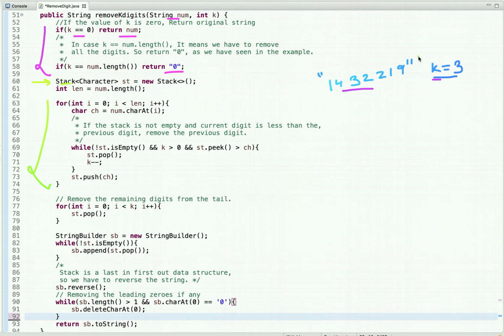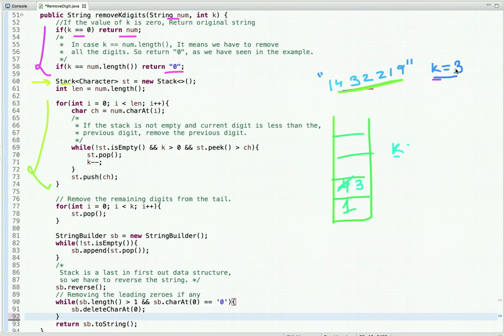Then I'm traversing this number string and taking one digit at a time. And here is the actual logic. So let's draw a stack. Initially when I declared the stack, it is empty. So simply push the first digit in this stack. Now the next digit is 4, which is greater than the previous digit, so simply push it in the stack. And now the next digit is smaller than the previous digit. So what we have to do is pop the top from the stack and push this new digit in the stack. And also we have to decrement the value of k.